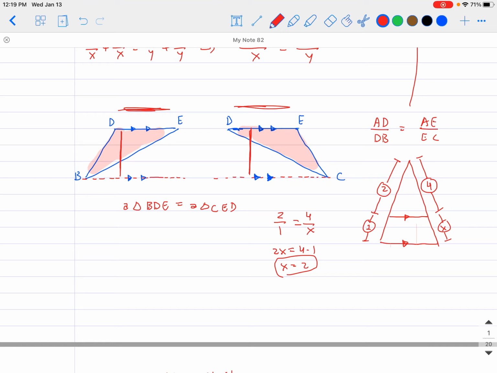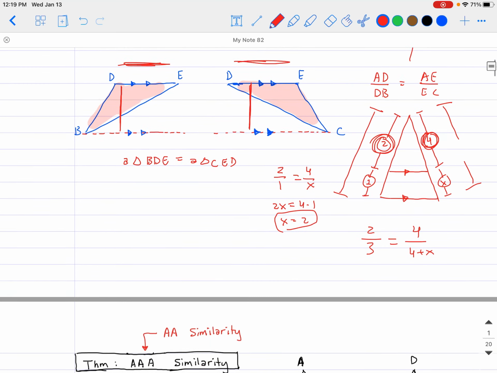So what that means is, if I go back to my example over here, we can say 2, which is this length over here, divided by the entire length right here, which is 2 plus 1 equal to 3, should also be equal to 4, which is the opposite length over here, divided by the entire length over here of 4 plus x. And this is also another way to solve for x then. Okay, so this will allow you to be a little bit more versatile when it comes to your proportionality.